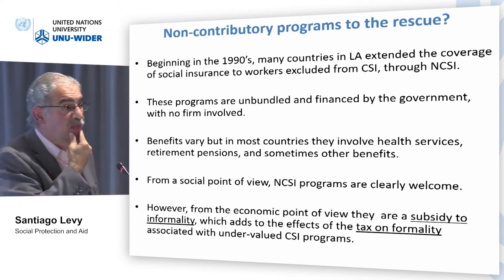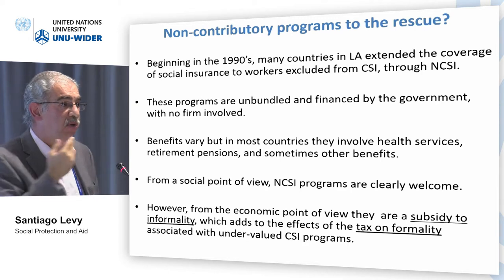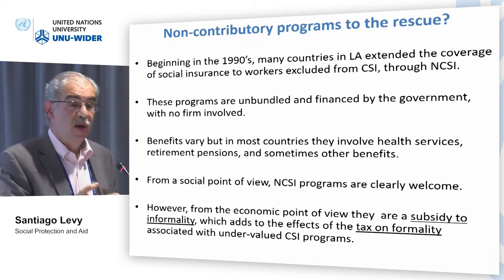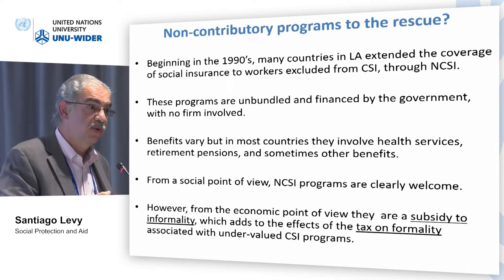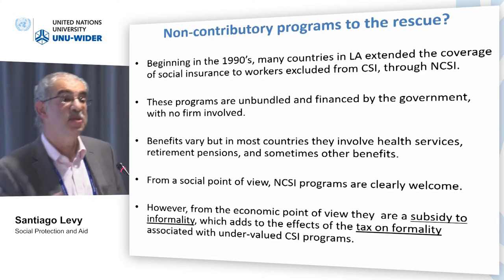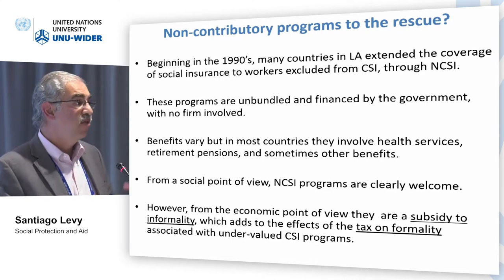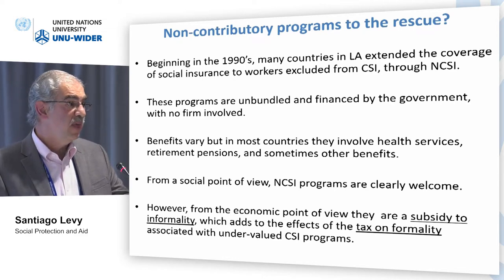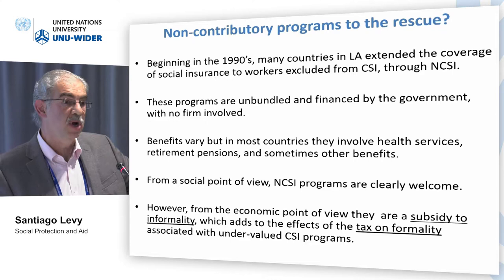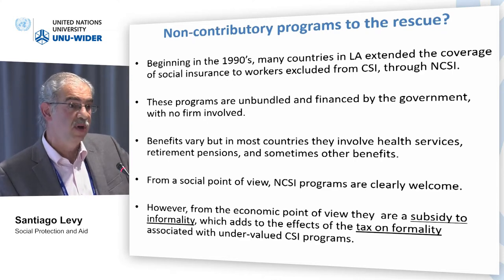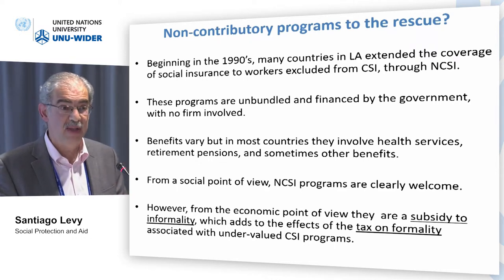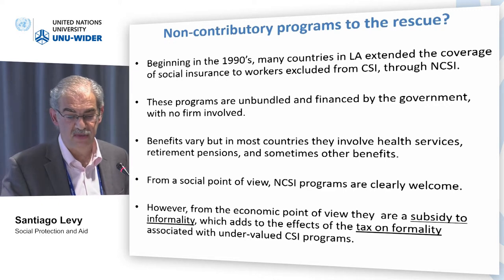Evidently, from a social point of view these programs are very welcome because they provide protection to workers who otherwise would not have it. But from the point of view of firms, what they are going to do now is subsidize informal employment, because the value of a contract between a firm and a worker is worth more than the wage paid by the firm to the worker, because there is an outside benefit being paid from general revenues. It's exactly the opposite of what happens with a contract covered by contributory programs. So this ends up subsidizing informality, which adds to the tax on formality that is already there.